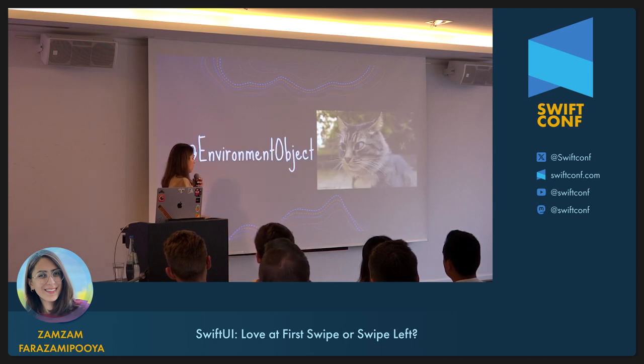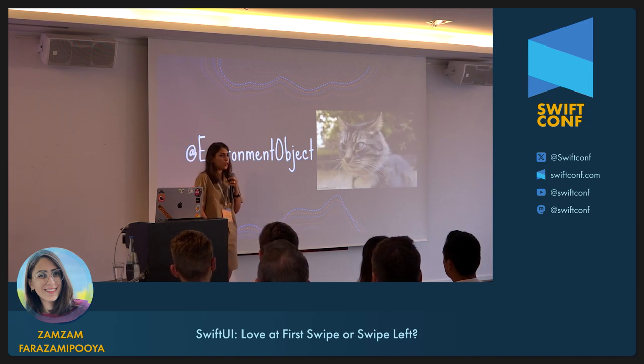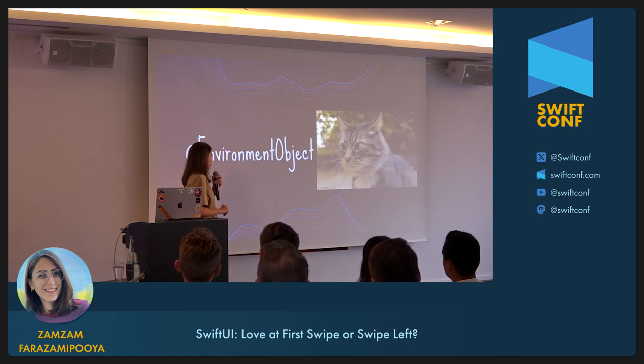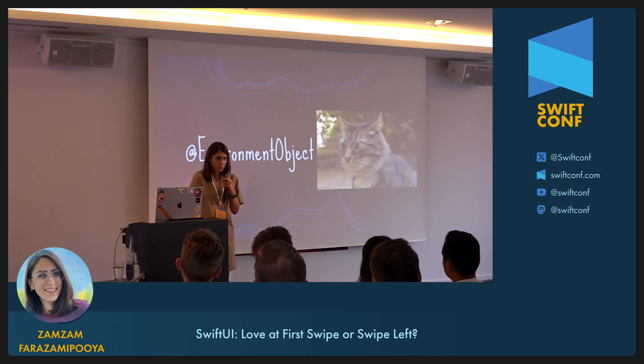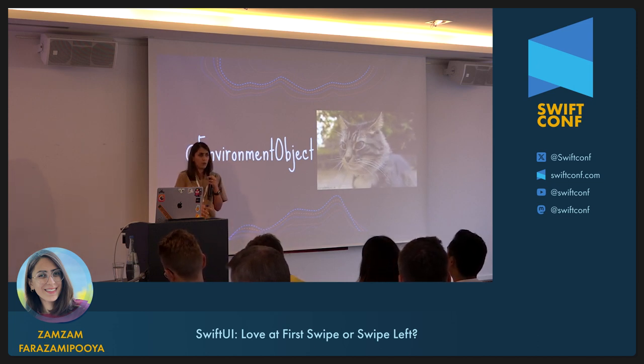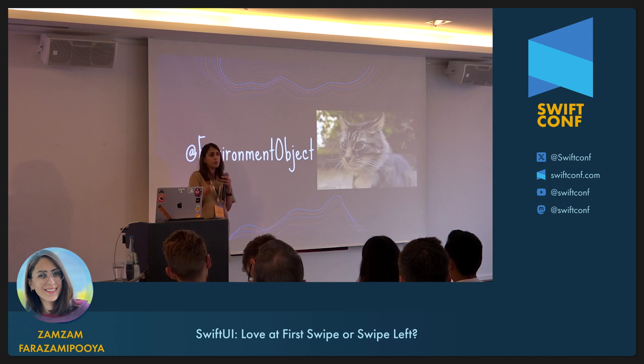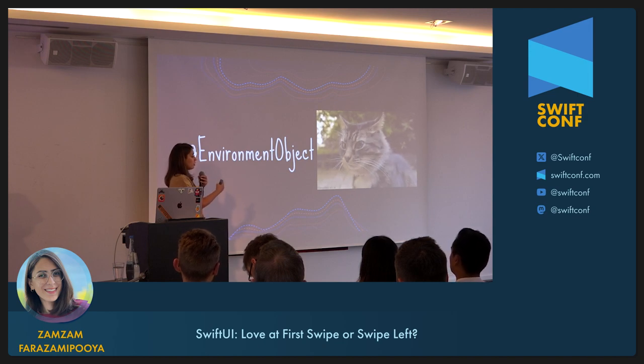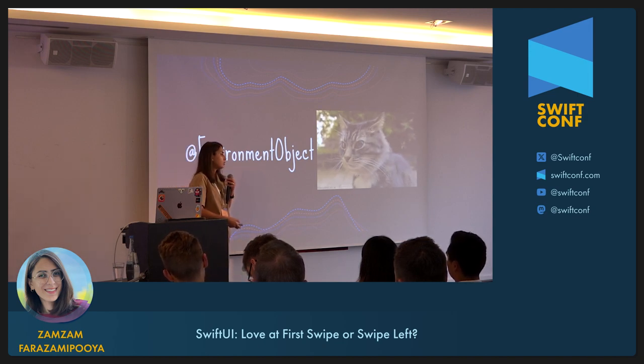And environment object. Environment objects are pretty powerful property wrappers for us, because then you can have a shared thing across your views, and it works most of the time. But then again, there are sometimes that if you include an environment object in your SwiftUI view, even if you don't use any of its properties, it will still re-render your view without you knowing it. So make sure you use it only if you really need to.